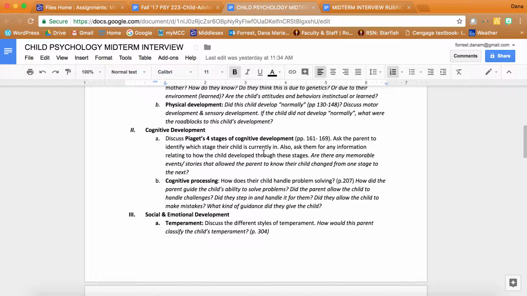Cognitive processing. So what I want you to focus on here is problem solving. How did the parent guide their ability to solve problems? So basically, were they allowed to be independent? Did the parent allow them to make mistakes and then grow from them? Or did the parent kind of be what we call a helicopter parent? Did they make decisions for their children and not really allow them to grow and flourish? What kind of guidance did they give their child? We want to know a little bit about how the children's morals developed and stuff like that. So explore that a little bit there.